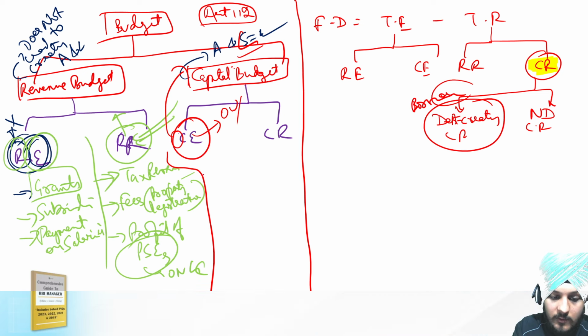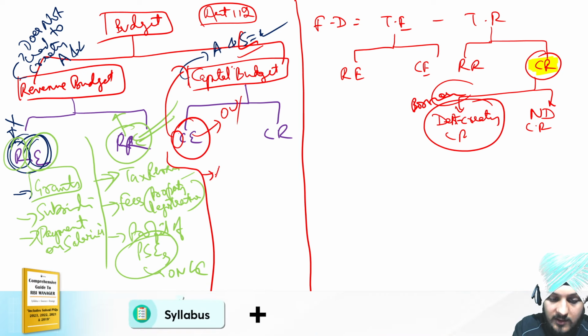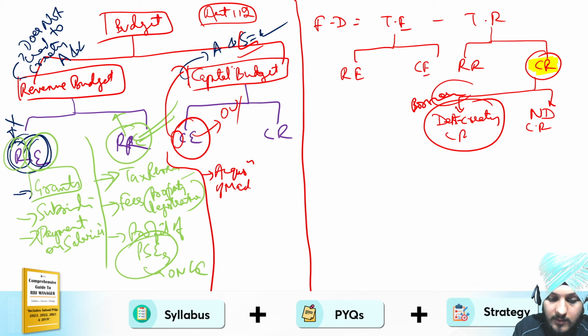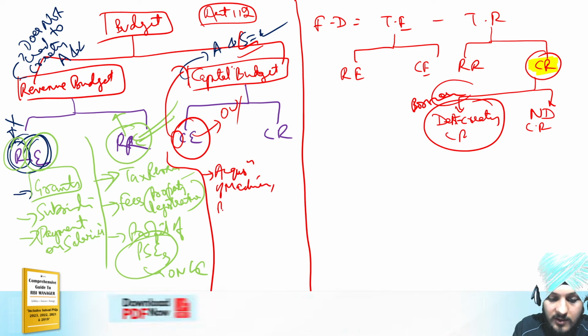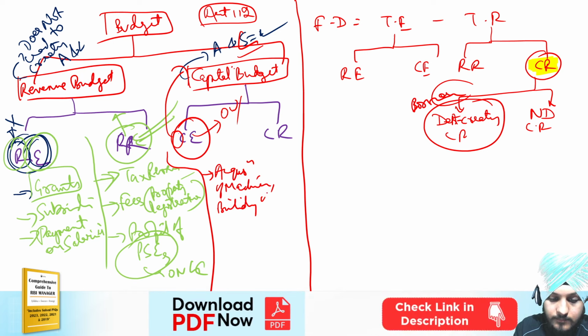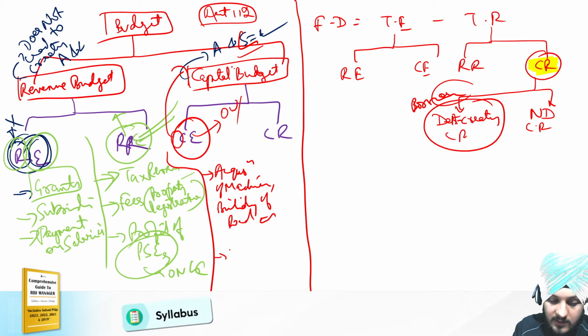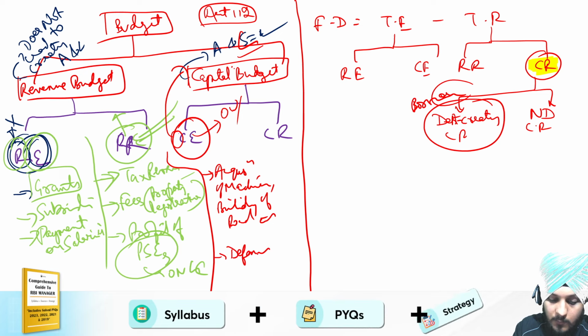So what could be an example of that? One example can be the acquisition of machinery or the building of roads, etc. Another example can be the buying of defense equipment.